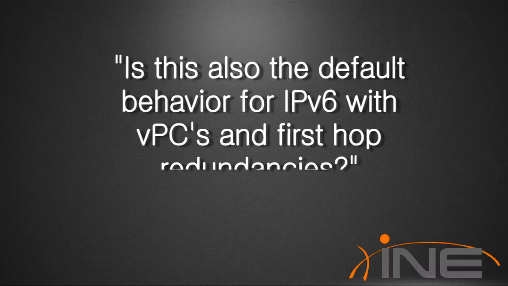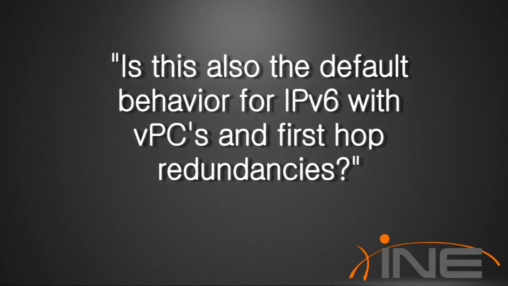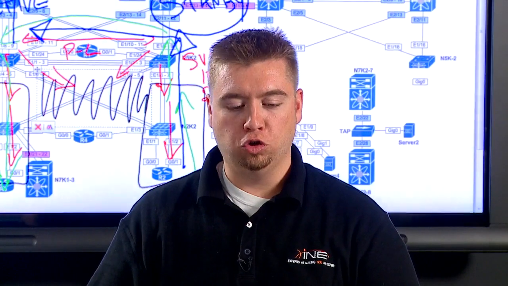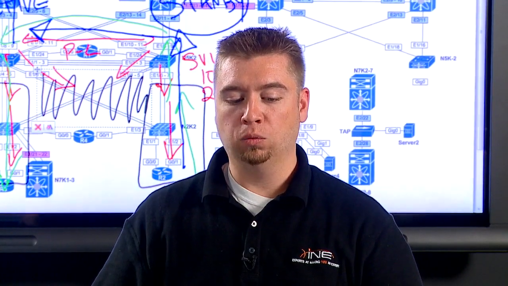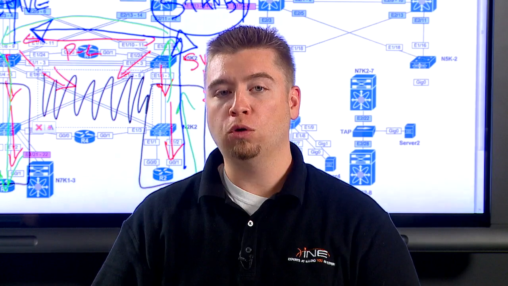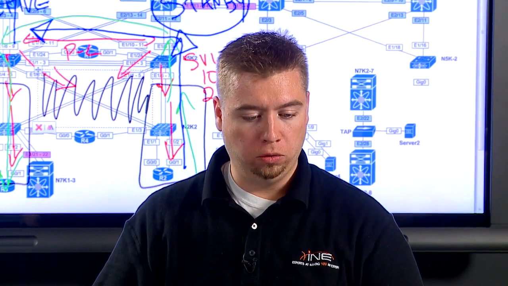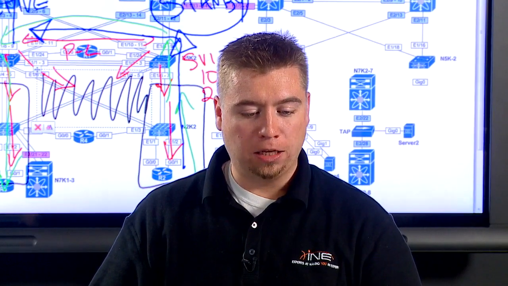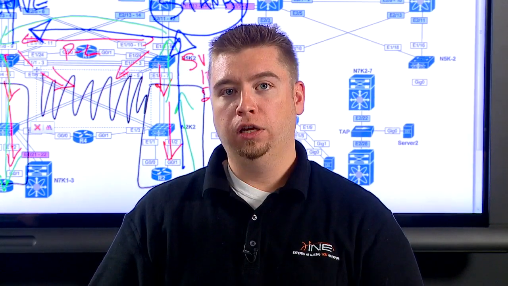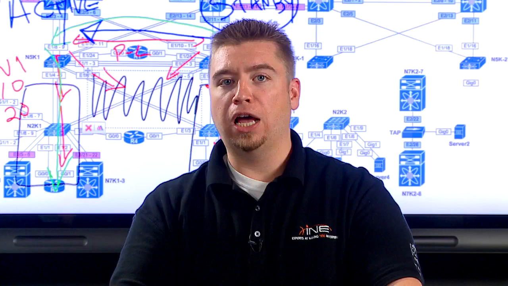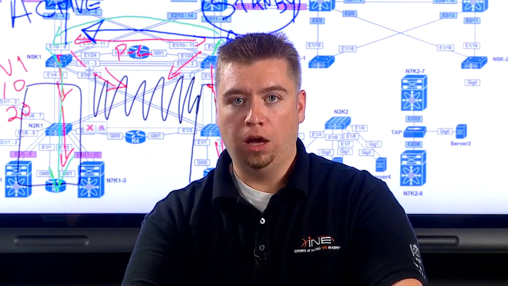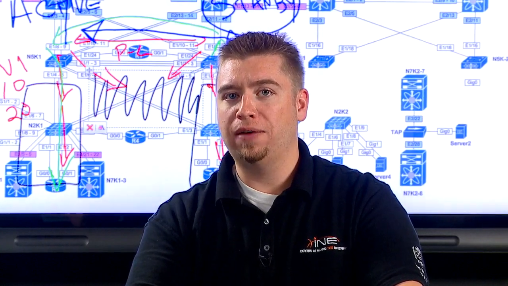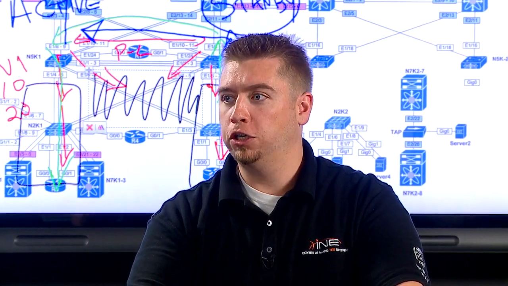Is this also the default behavior for IPv6 with VPCs and first hop redundancy? It is. So you try to keep that rule of locality where basically you don't go over the peer link. There's a question, is the peer gateway reliant on back-to-back VPC to work? No, it is not. It's just secondary that the design we're using is VPC. In this case, it doesn't have anything to do with the 5Ks. This is only a behavior on the 7Ks that is changing.